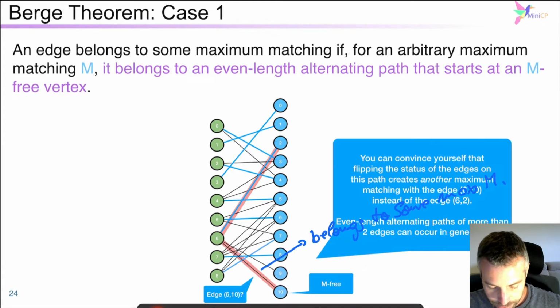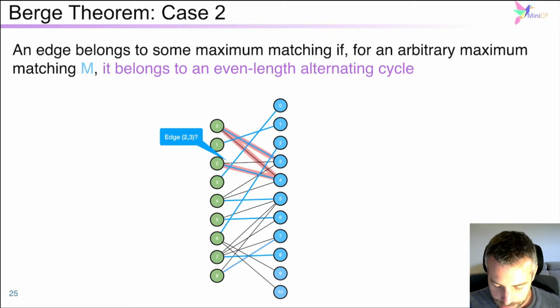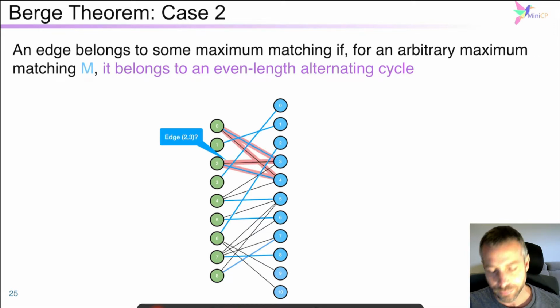The second case of the theorem is this one: an edge belongs to some maximum matching if, starting from M, it belongs to an even alternating cycle. So let's try to discover an even alternating cycle to illustrate the consequence of this theorem. So that's an even alternating cycle, right? And the cycles, since it's a bipartite graph, will always be of even length in this case. Again, along this cycle, you can flip the status of the edges and you still have something that is valid, that's still a maximum matching.